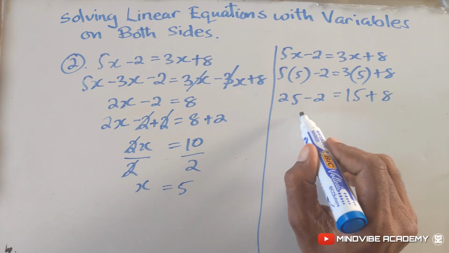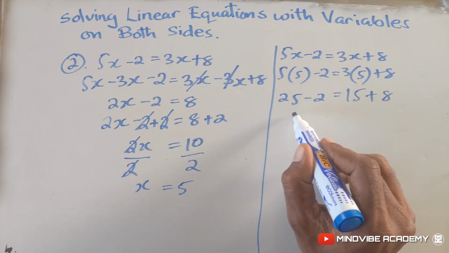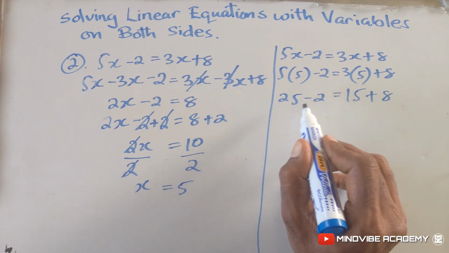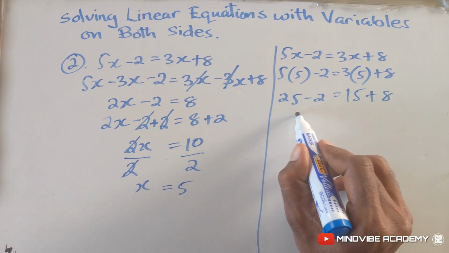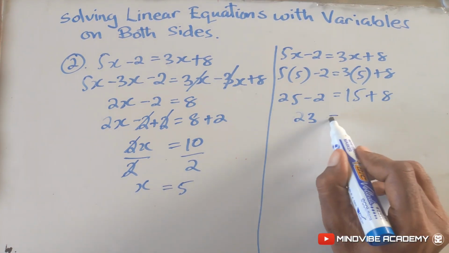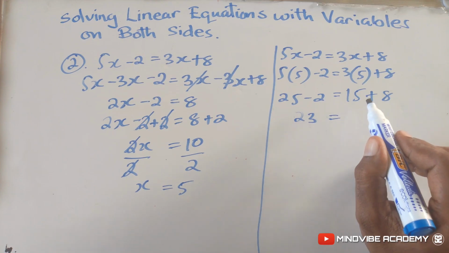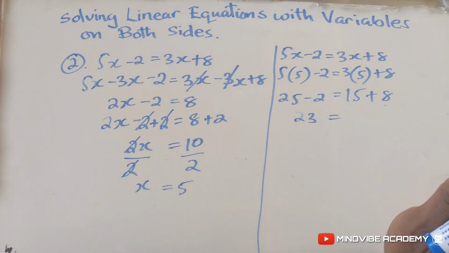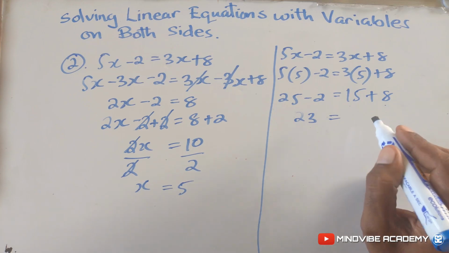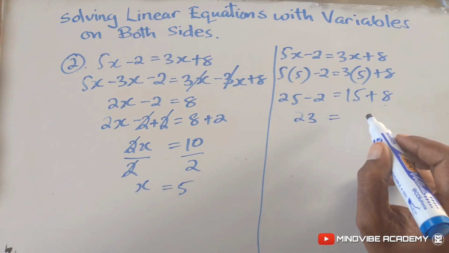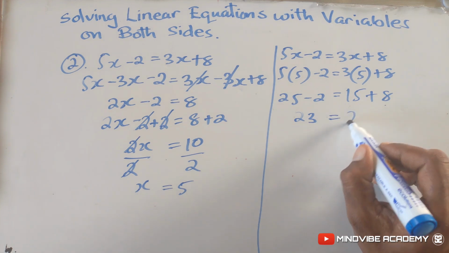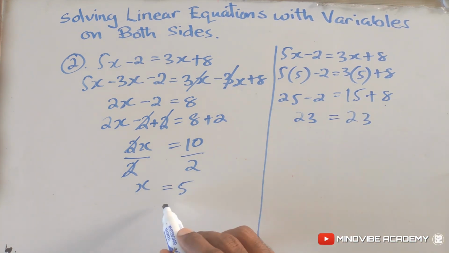So we have 25 minus 2 is 23, and 15 plus 8 is equal to 23. Therefore, the value of x equals 5 is correct.